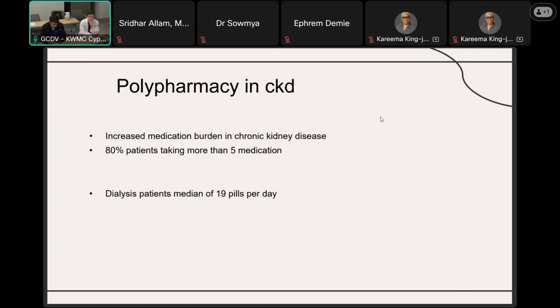So polypharmacy in kidney patients is actually very common. Kidney patients tend to have multiple comorbidities, and there is usually increased medication burden in patients with CKD, so much so that 80% of our patients take 4 medications or more on a regular basis. And for dialysis patients, the median number of pills is 19 pills a day. So there's a lot of chances of medication interactions and alterations of medication effects.